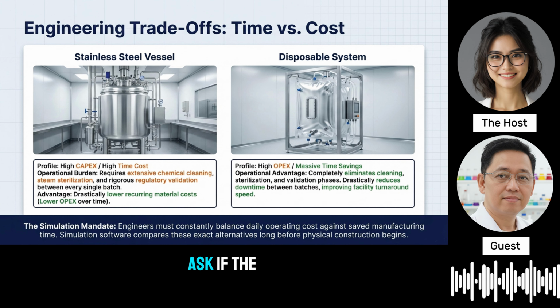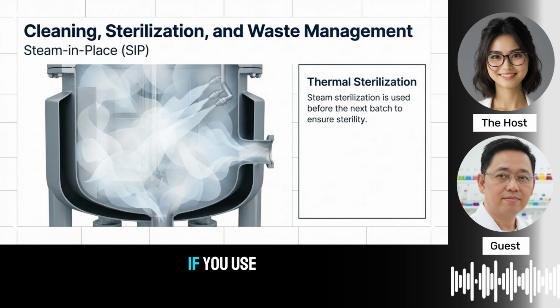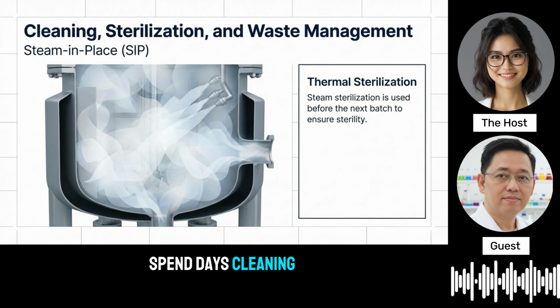But you might ask, if the consumables are so expensive, why do engineers choose to use them at all? Right, why use a massive disposable plastic bag inside a bioreactor instead of just a bare stainless steel tank? The digital twin helps answer this by balancing OpEx against time. If you use a bare tank, you have to spend days cleaning it, sterilizing it with steam, and validating that it's perfectly clean before the next batch. Which costs water, energy, and precious time.